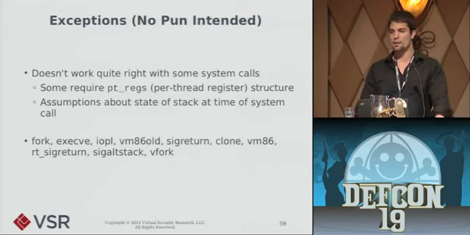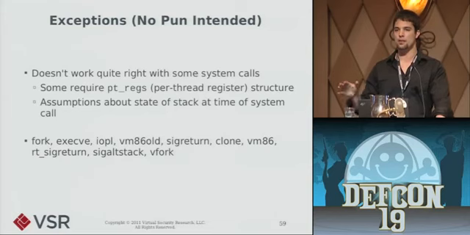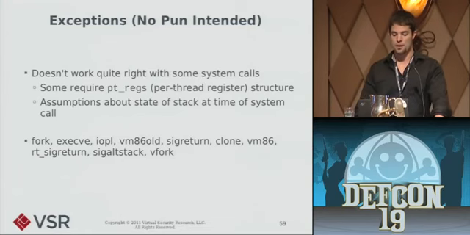There are a few exceptions to this rule. Some system calls actually require the stack to be in a certain state using this per thread register structure. And when you do it from kernel mode, these assumptions are violated, so it won't work properly. And these are things like fork, execve, clone, but those are really things we don't have much of an interest in calling from kernel mode anyway.